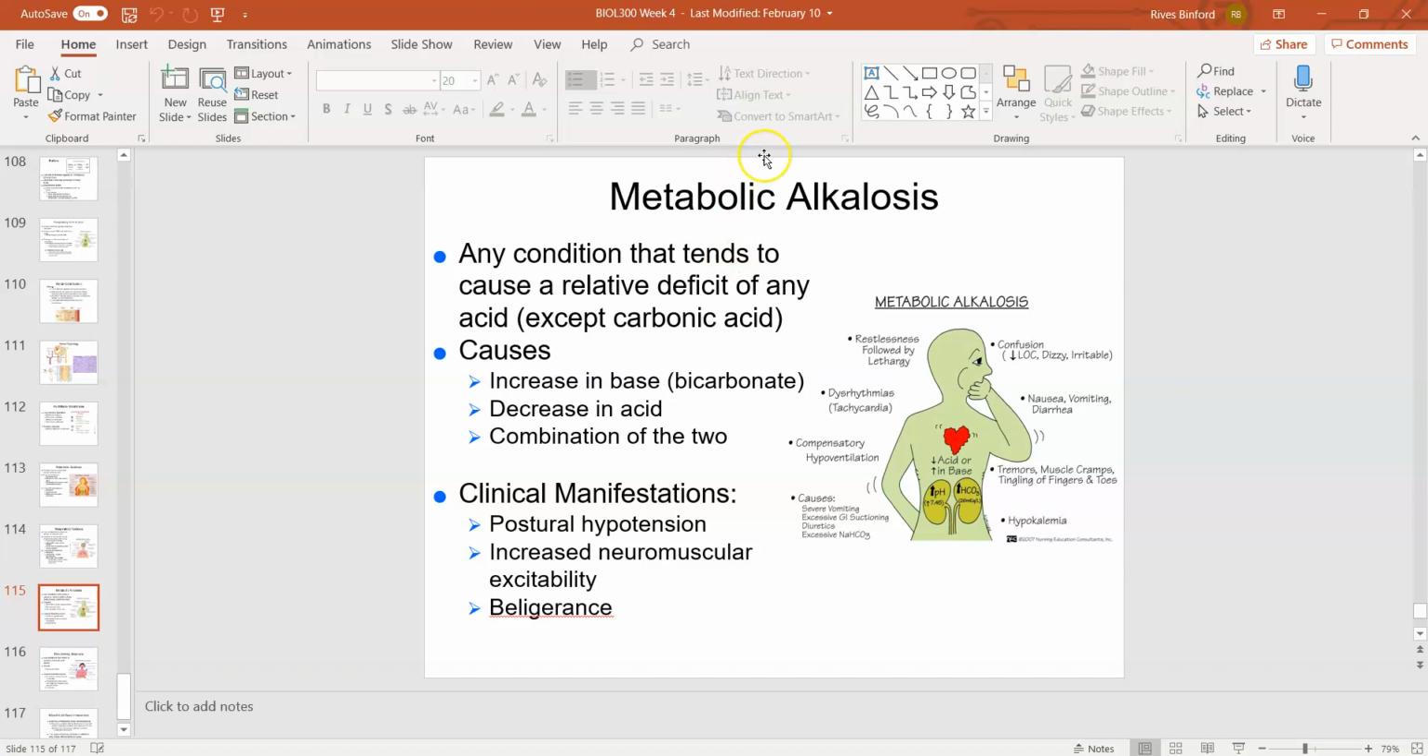With metabolic alkalosis, we are likely to experience postural hypotension, increased neuromuscular excitability, and even belligerence. Now, keep in mind, a lot of the people coming in with these are perhaps drug addicts. Maybe they're experiencing an overdose. So, in addition to all of the other manifestations of an overdose, this person may also be belligerent, and that belligerence may not directly be the drugs, that belligerence may be metabolic alkalosis.